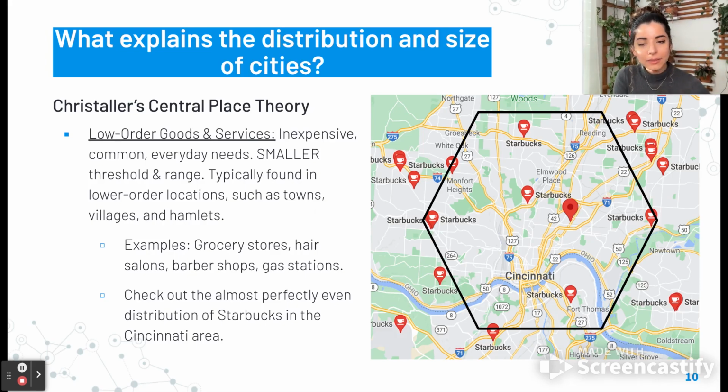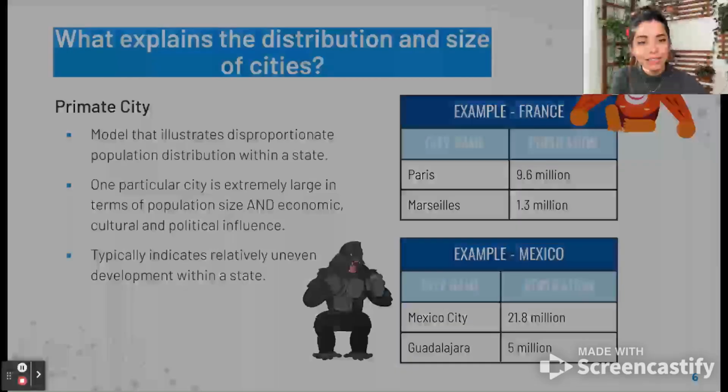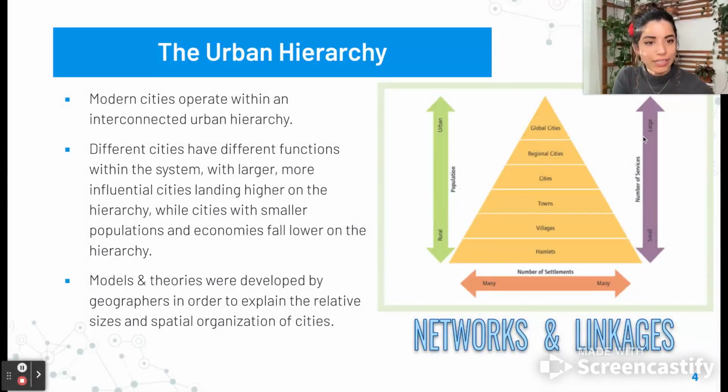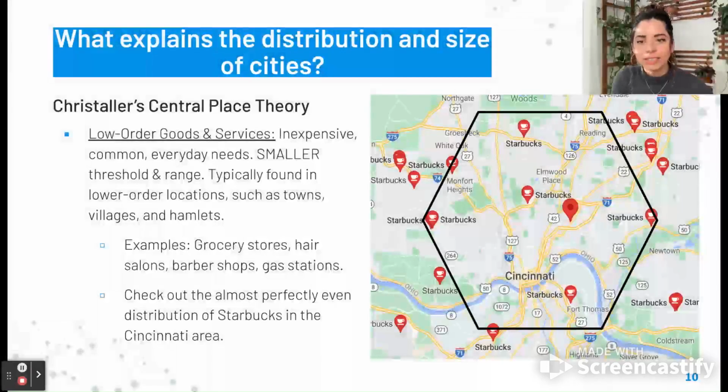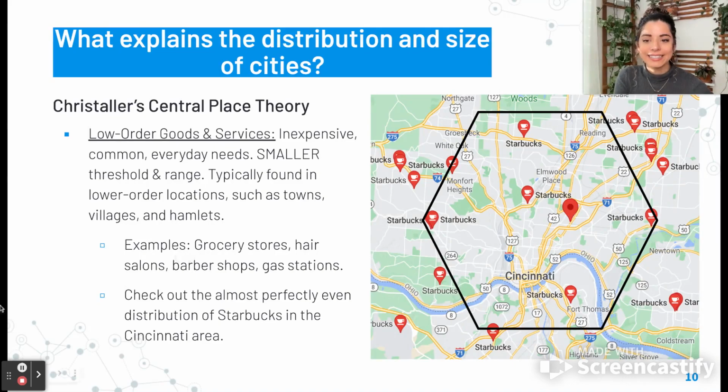So keep in mind how that relates back to this concept right here, right? Global cities and regional cities will have the higher order goods, whereas towns, villages, and hamlets will have the lower order goods as well. I mean, the big cities will also definitely have that. So coming back to this idea, we usually see things like grocery stores, hair salons, barbershops, gas stations. Those have to be everywhere. People are not going to drive 30 minutes to go to the grocery store. They're going to want to go to a place much nearby.